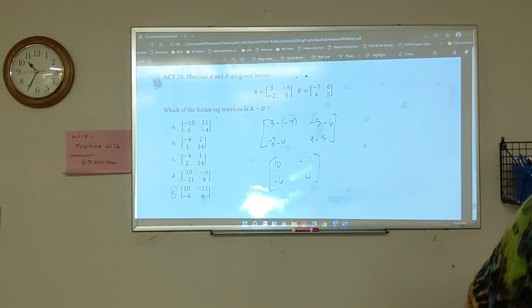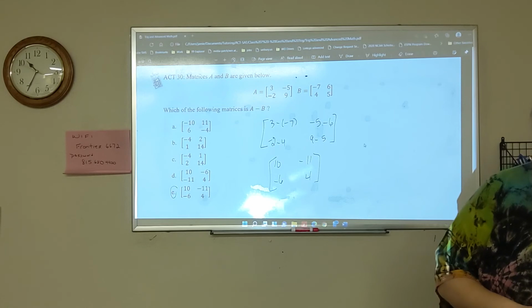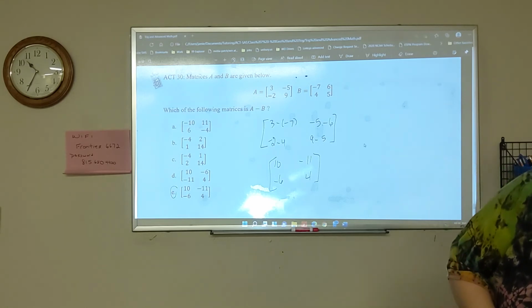Okay. So adding or subtracting matrices, that's all you have to do. You will not be asked to multiply or divide matrices. So you don't have to worry about that, because that's a long and gross and disgusting process.